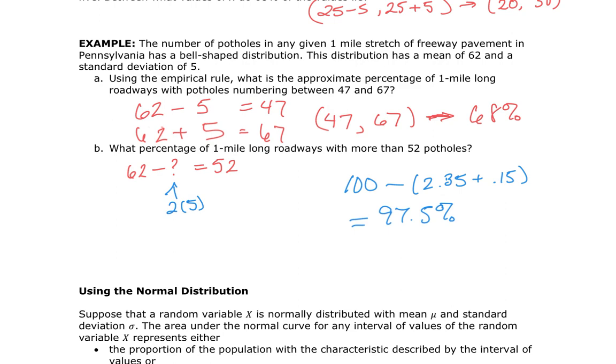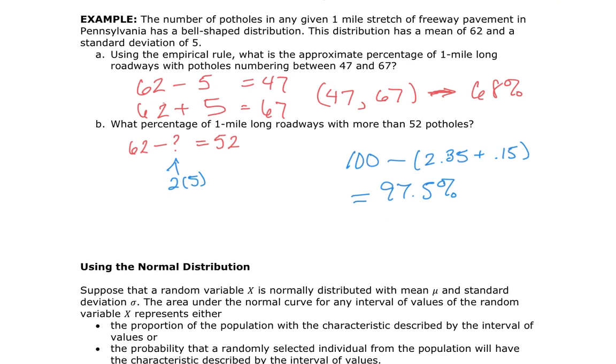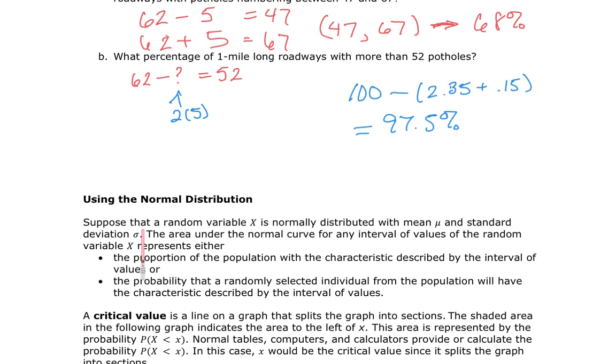Now, using the normal distribution, suppose that a random variable x, that's the thing that we're interested in measuring, is normally distributed with a mean of mu and a standard deviation of sigma. The area under the curve over any values of the random variable represents either the proportion of the population with that characteristic or the probability. So this represents the proportion of the population being 1 mile long roadways that will have more than 52 potholes.